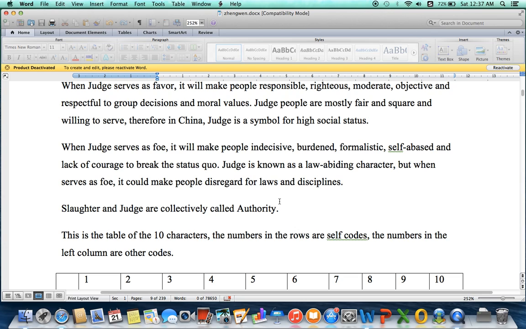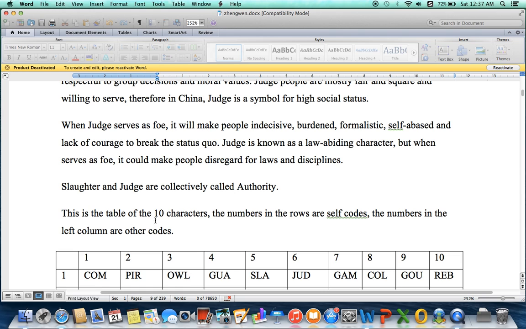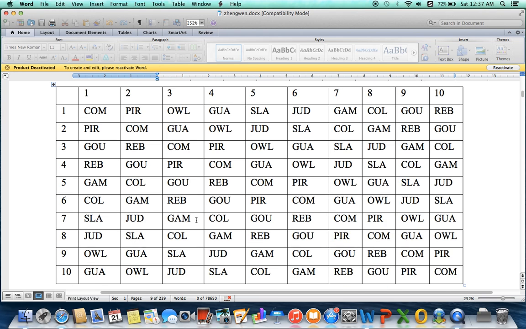What is authority? Authority is another element that overcomes the element of me. So every element has a slaughter, and every element has an authority. The authority is the element that overcomes me. Okay, and this is the table for the 10 characters.